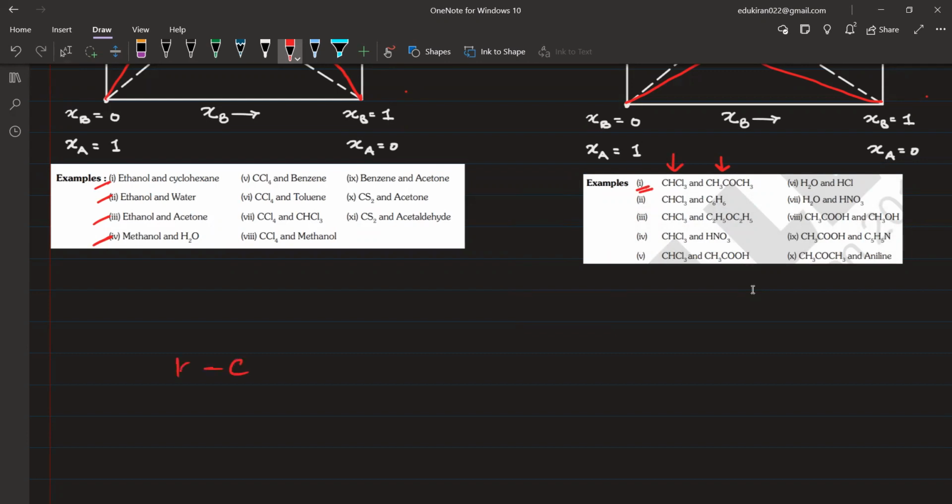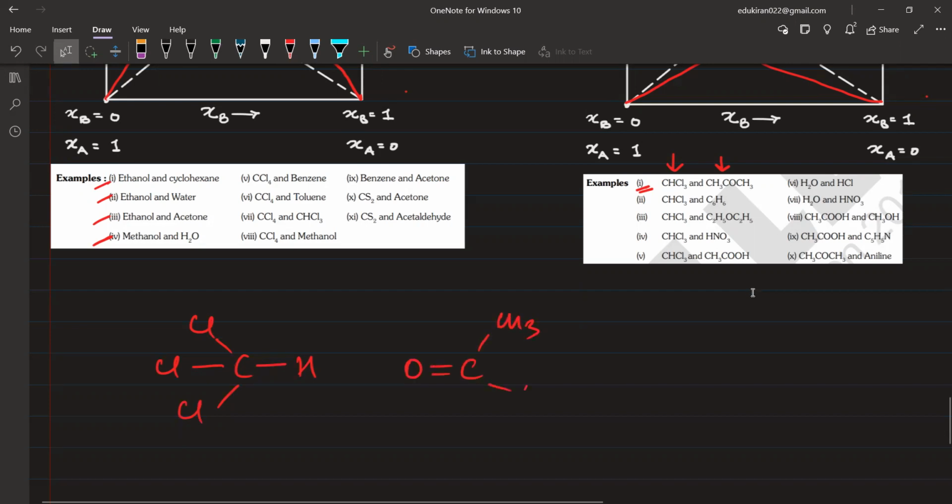You have carbon that is bonded with hydrogen, and this carbon is further bonded with chlorine, and chlorine. Then you have acetone. Acetone has oxygen with a double bond, carbon with CH3 here and CH3 here. Oxygen has lone pair electrons. Now, this carbon atom is connected with electronegative atoms. And how many electronegative atoms? There are 3 electronegative atoms.